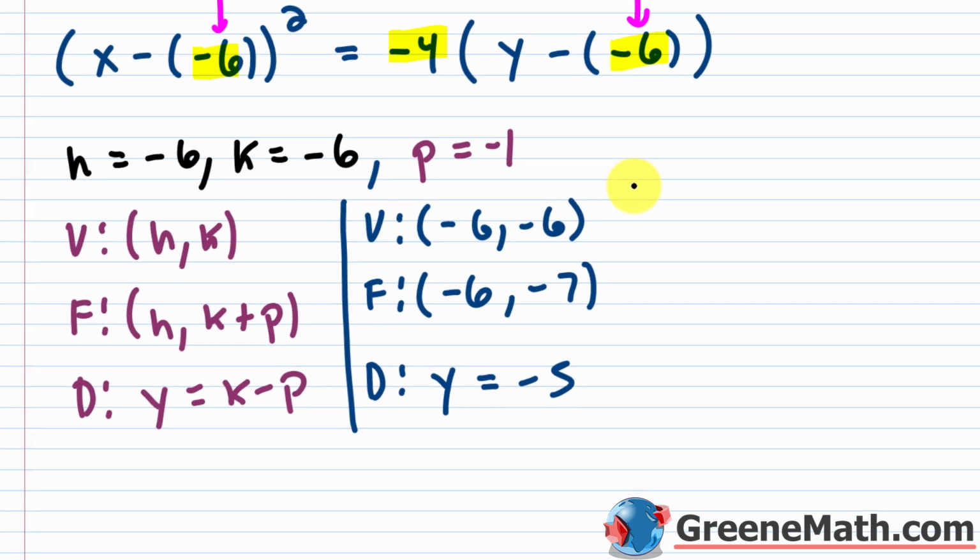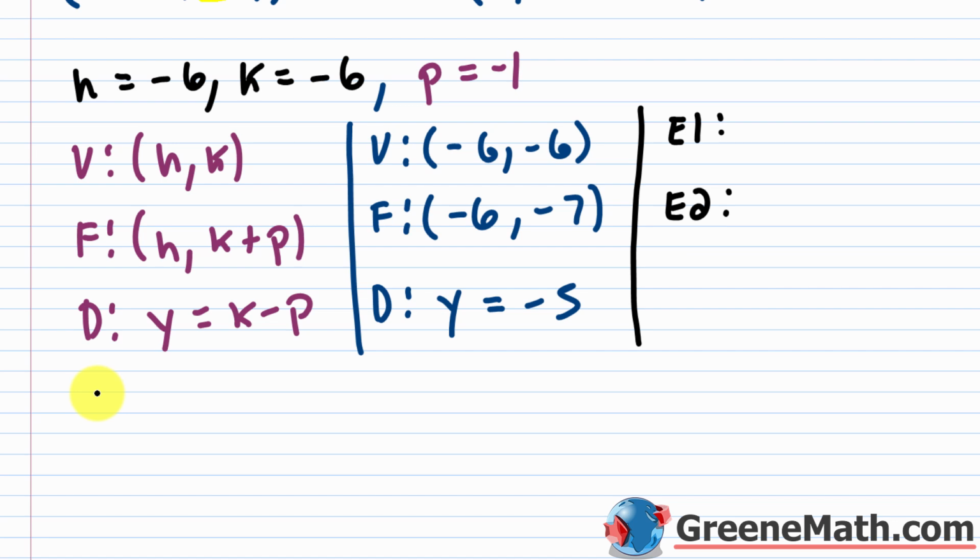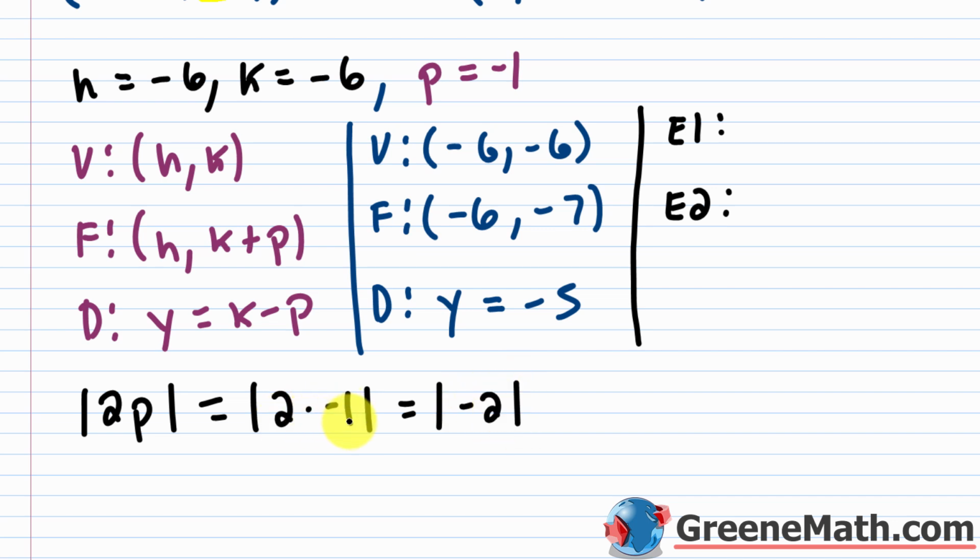All right, let me put a little border here. And we're going to grab our endpoints for the latus rectum. So I'm just going to go E1 and then E2. And all we're going to do, let me slide down a little bit so I have some room, we're going to think about the absolute value of 2p. Again, in this case, p is equal to -1. So this would be the absolute value of 2 times -1, which would be the absolute value of -2, since 2 times -1 is -2, and the absolute value of -2 is +2.